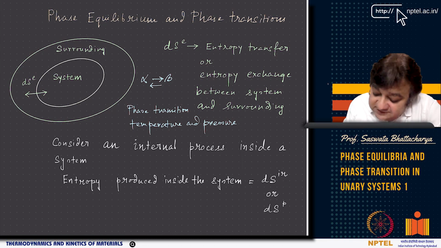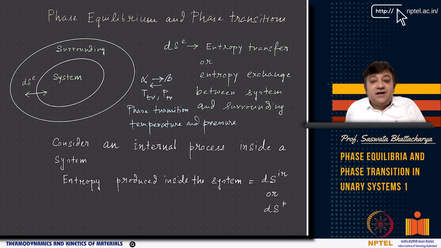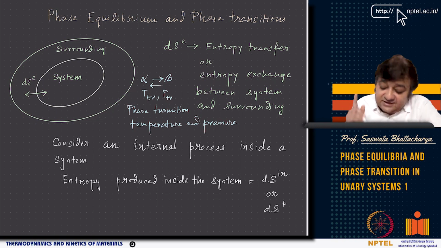So as you can see, there is this arrow that is moving from alpha to beta. There is another arrow which is from beta to alpha, and as you can see, at the phase transition temperature and pressure, this alpha-beta conversion can go either way. So that means it is reversible, right? So there is a phase transition temperature and pressure.